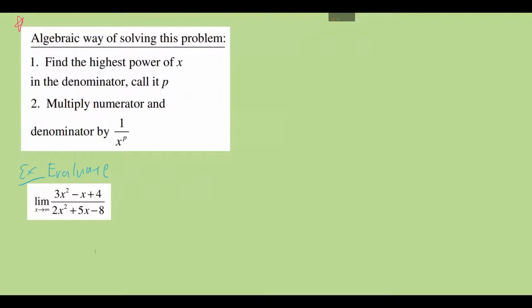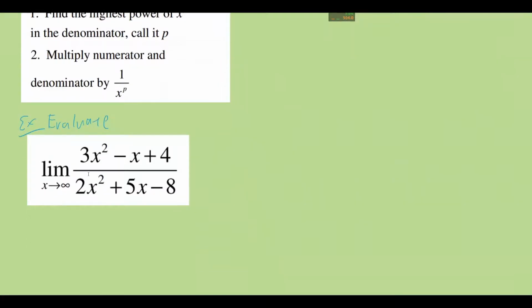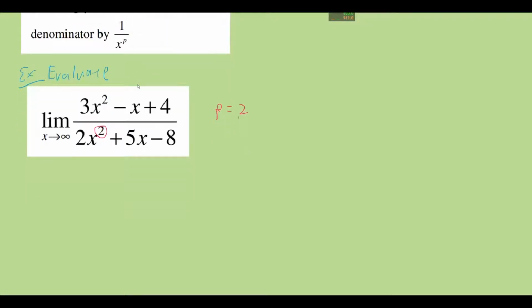If you look at this example here, the limit as x approaches infinity of 3x squared minus x plus 4 over 2x squared plus 5x minus 8. In the denominator, we want to identify the highest power of x, which is 2, right? So p is equal to 2. Now step 2 says we want to multiply the numerator and denominator by 1 over x to the power of p, so in this case, 1 over x squared. So let's see what we have.